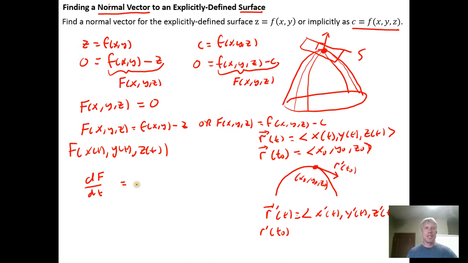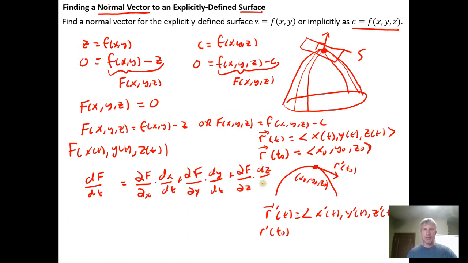So the chain rule says that the derivative is going to be the partial derivative of f with respect to x times dx dt, which is just x prime of t, plus the partial derivative of f with respect to y multiplied by dy dt, plus the partial derivative of f with respect to z times dz dt. And dz dt is just z prime of t, dy dt is just y prime of t, and dx dt is just x prime of t.